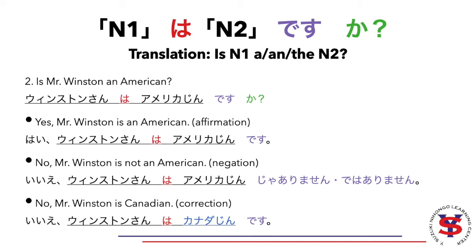negative form of desu. Lastly, if we know what the correct predicate is of the topic being asked in the question, we use the correct predicate in our response. No, Mr. Winston is Canadian, or いいえ、Winston-san wa Kanada-jin desu.